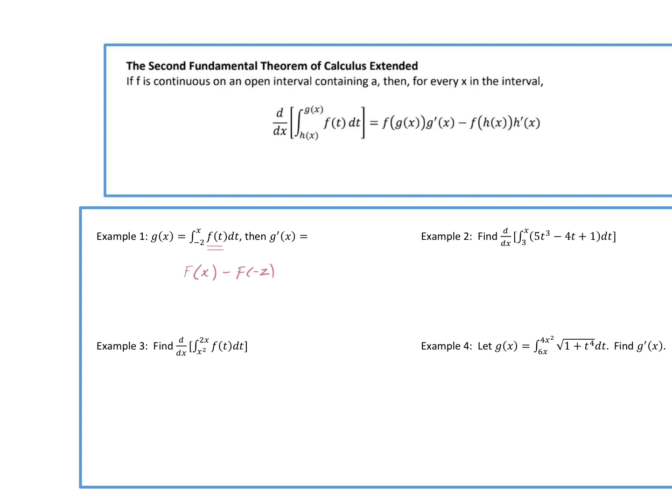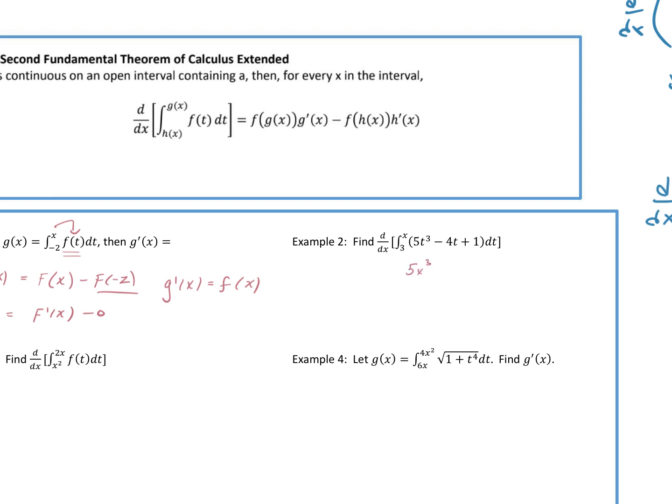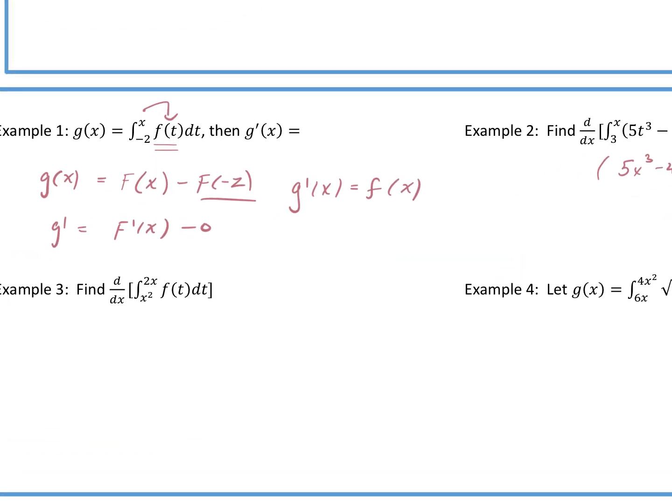Okay, and then this is what g is equal to. Then I'm going to take the derivative of it. So g prime would give me F prime of x minus 0 because that's a constant. So really what I could have done here was just this. So g prime of x equals f of x. Okay, I'm just taking that x, dropping it in, times it by the derivative of the top. So something like this, it is simply just 5x cubed minus 4x plus 1, times it by 1, we get 5x cubed.